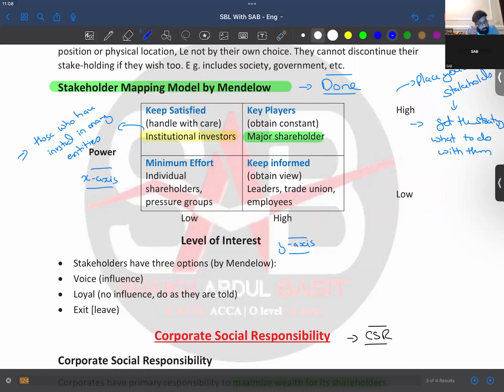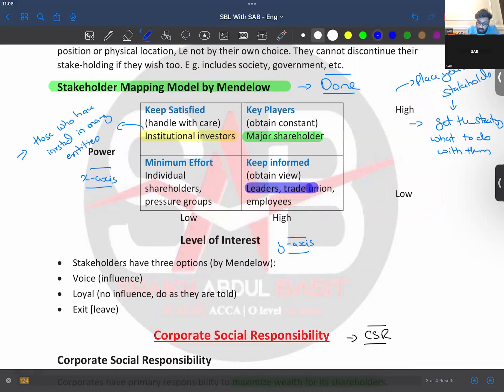Since they have a high level of interest, you could put them in the keep informed phase. You could just inform them, because they are the interested ones in your organization. You could give them a brief idea and keep them informed, because they're taking interest in your organization. So you should be informing them by public disclosure and all that.